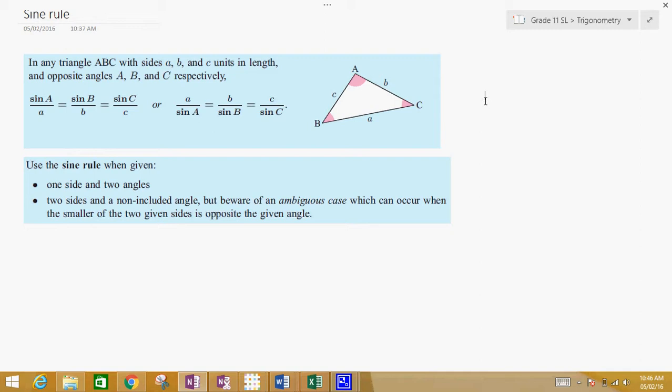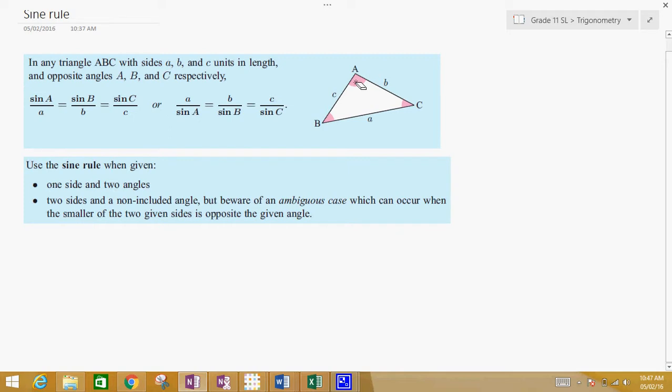Now you use the sine rule when you have one side and two angles, or when you have two sides and one non-included angle. So for instance, if you had this side and this angle given, and then another side, you could figure out what that angle is. Or, if you had two angles and one of the sides across from the angles, let's say this one, we could figure out the other side. So let's just look at a couple of examples.